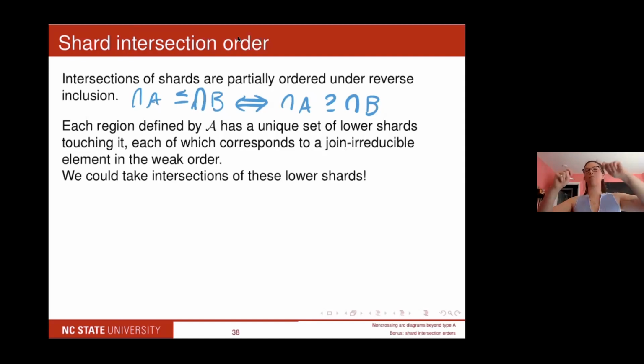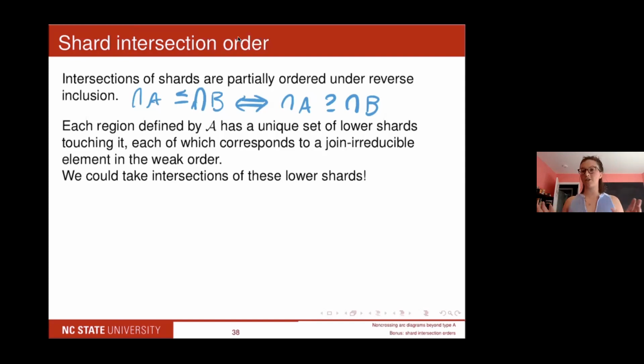Which again, remember, is in bijection with elements in the poset, in the lattice given by our weak order. Each region defined by A has a unique set of lower shards which touch it. This maybe is not obvious, but is true. And then each of these shards corresponds to a unique join-irreducible element in the weak order.